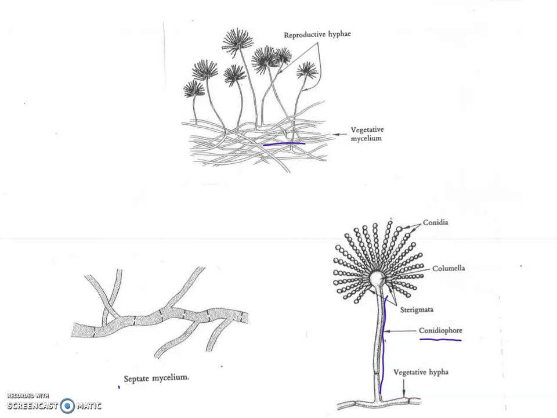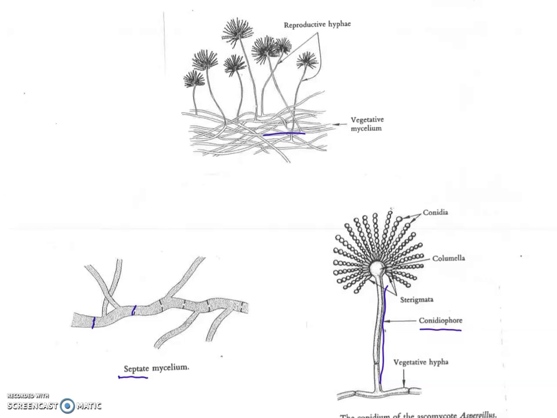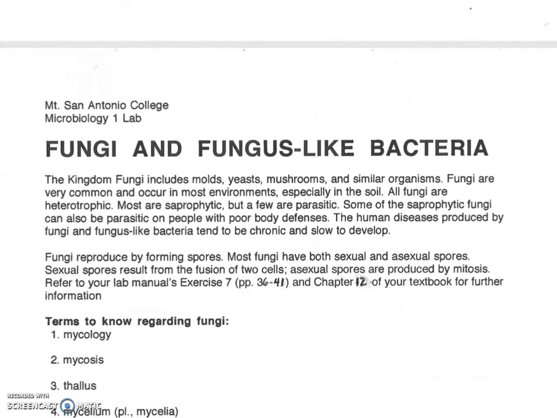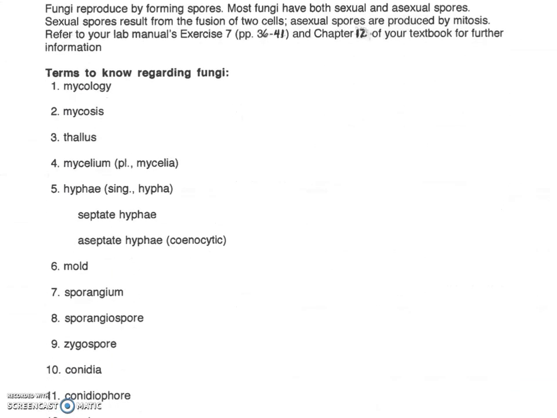Also here, this would be a septate hypha. That means we have cross walls right there. You might remember this from the lecture portion on fungi. There are septate hyphae and aseptate hyphae. If they have cross walls, then they're septate hyphae. So let's take a look at the terms that you need to know regarding fungi.